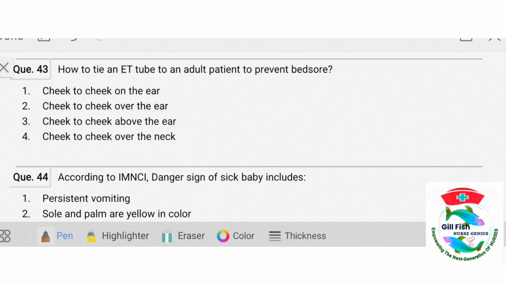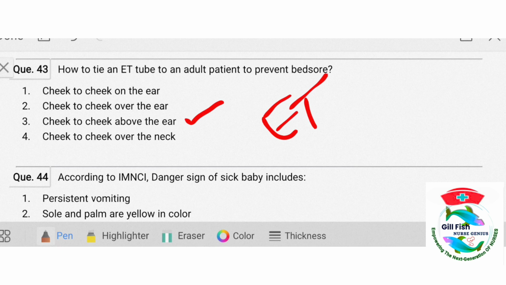Usually for an ET tube, when you are going to apply the tie on the ET tube, you have to tie cheek to cheek above the ear. That will be the correct answer to prevent bed sores with the ET tube adhesive. If you have seen the pictures, then only you come to know that will be the correct answer.